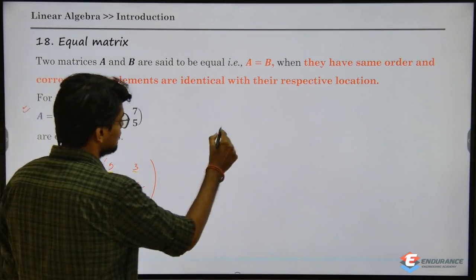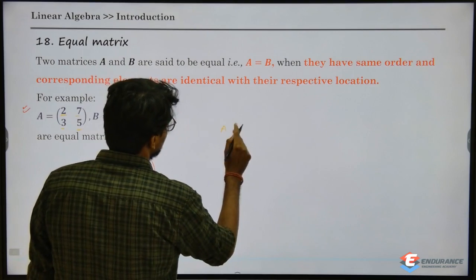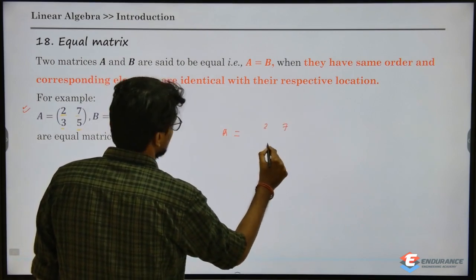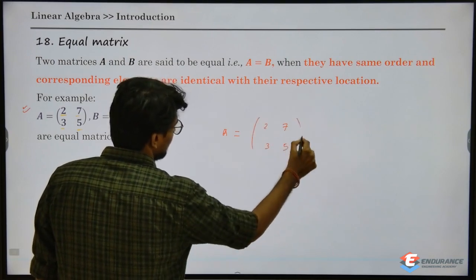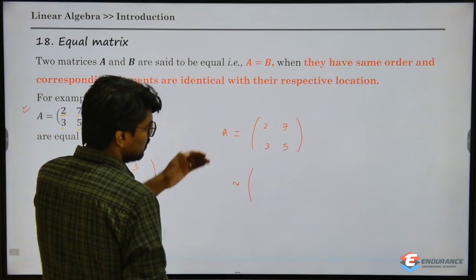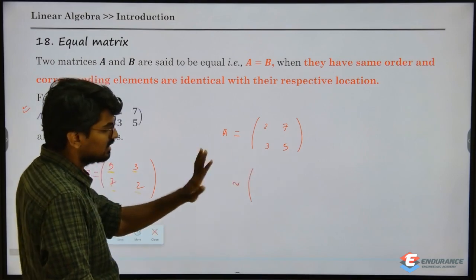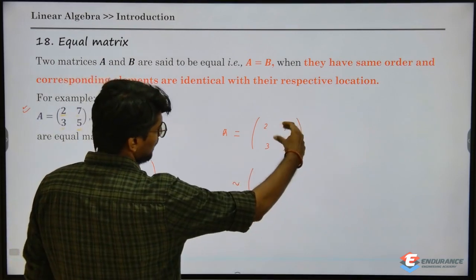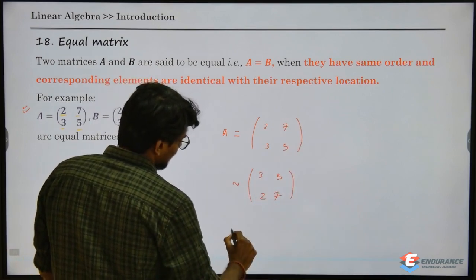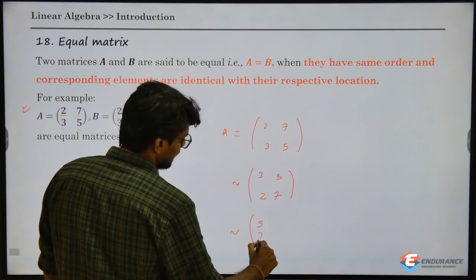Why is it equivalent? Just take A matrix, which is equal to 2, 7, 3, 5. This will be equivalent when I do any row exchange or column exchange. Just do some row exchange or column exchange. For example, here, let me exchange this 2. So this becomes 3, 5, this becomes 2, 7. That will be equivalent to, just do the column exchange, 5, 7, 3, 2.